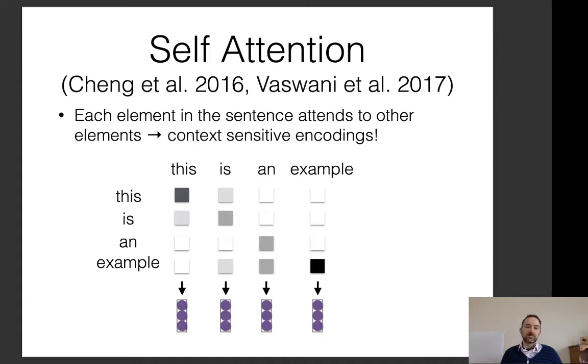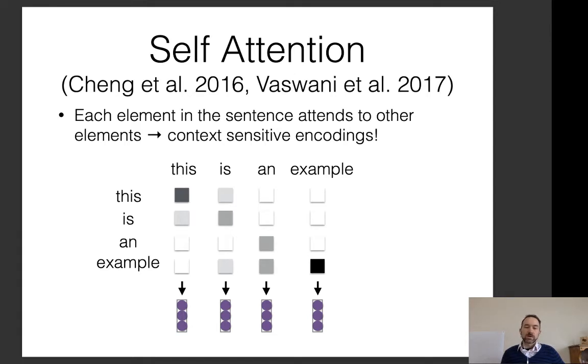So if you want to do a sequence level encoding, you could either use an RNN, or you could use a transformer, or you could use any number of other models as well. Use an RNN, use attention, or use any number of other models as well.